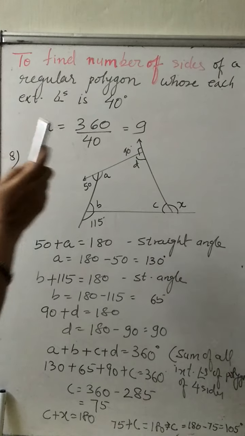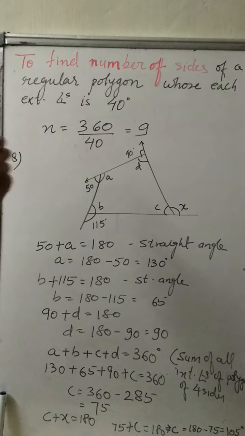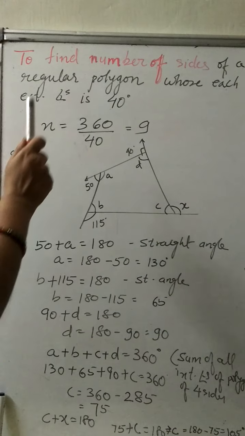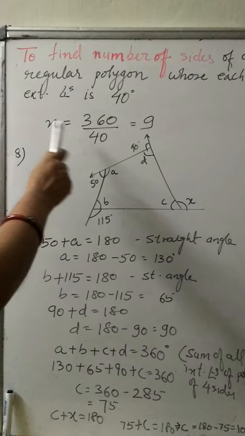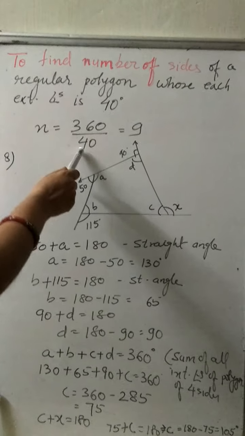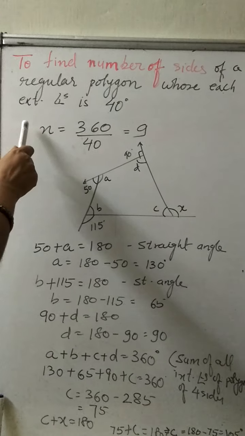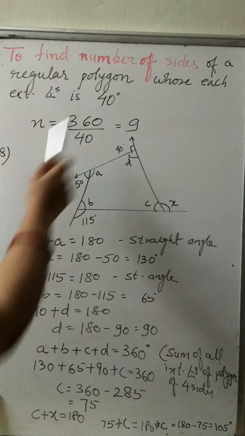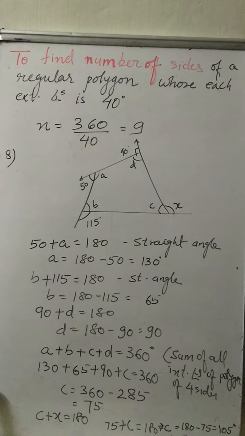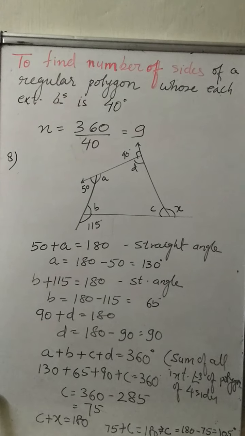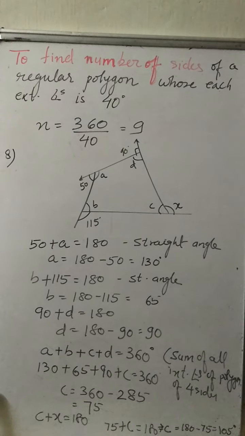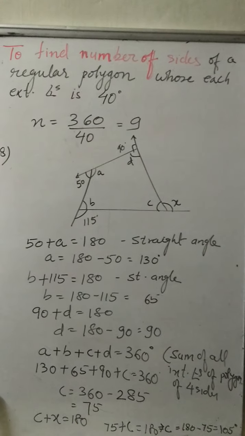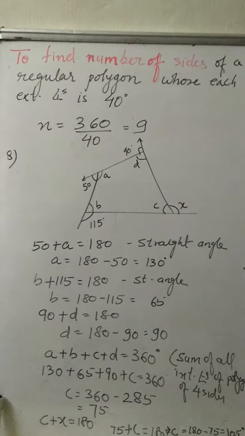So if you have to find the exterior angle of a polygon, you used to do 360 by the number of sides. So here n will go to this side and the exterior angle will come in the denominator. Here you have to calculate it, and like this you will get the number of sides of that polygon. So I think you can solve all the questions of 14A, and the MCQs in 14B, that also you can solve.